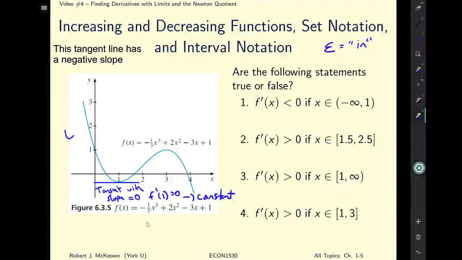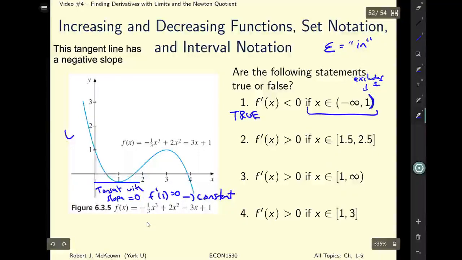The rate of change in y as x is changing is 0 at that point. But that's okay, because x is less than 1. We've got a round bracket here, and so it excludes 1. It means we can get really, really close to 1. But x here is never going to be equal to 1. And so number 1 is true.